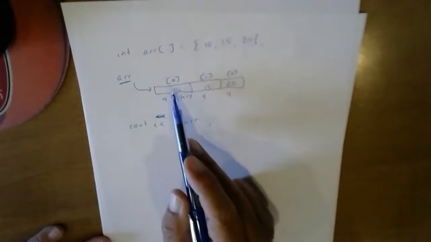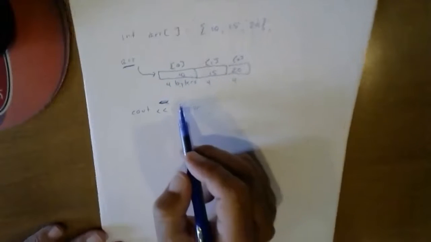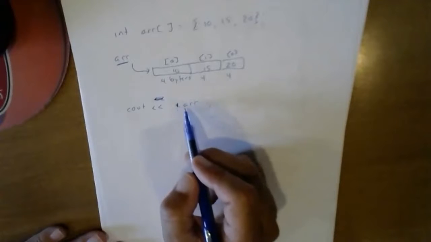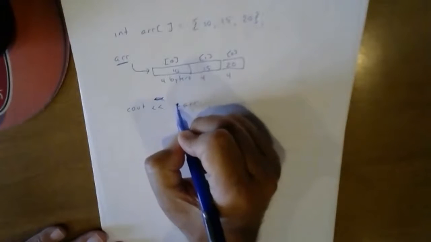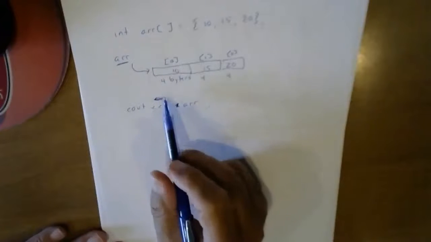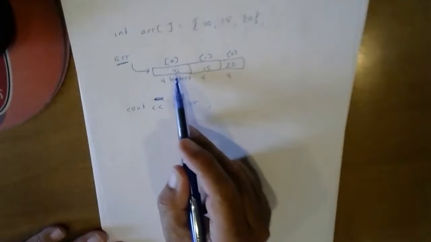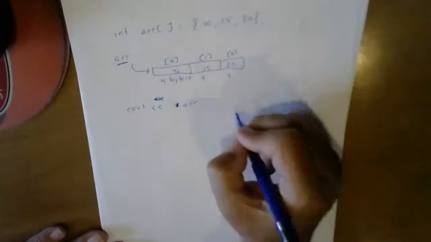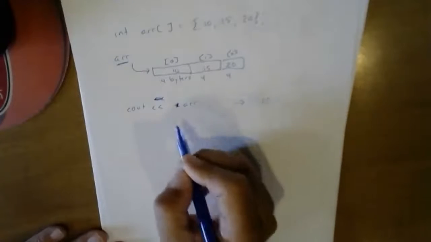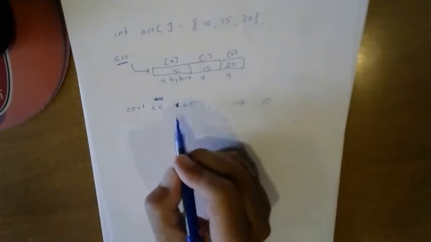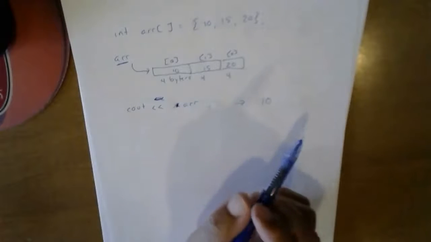The memory address of the first element, but not the memory address. If I just did ARR, it would give me the memory address. When I put the asterisk in front, I'm dereferencing it, so it's going to give me the value 10. That would be an asterisk, right? Not an ampersand. Did I say ampersand? I apologize. It's an asterisk.